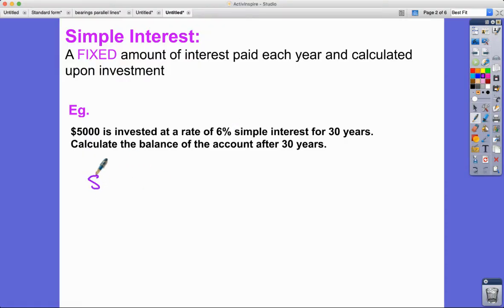Okay, so $5,000 in this first example is invested at a rate of 6% simple interest for 30 years. The first job is to find what 6% is. 6% I know is 0.06. I could also choose to use the percentage button on the calculator if I like. My job is to calculate the balance of the account after 30 years.